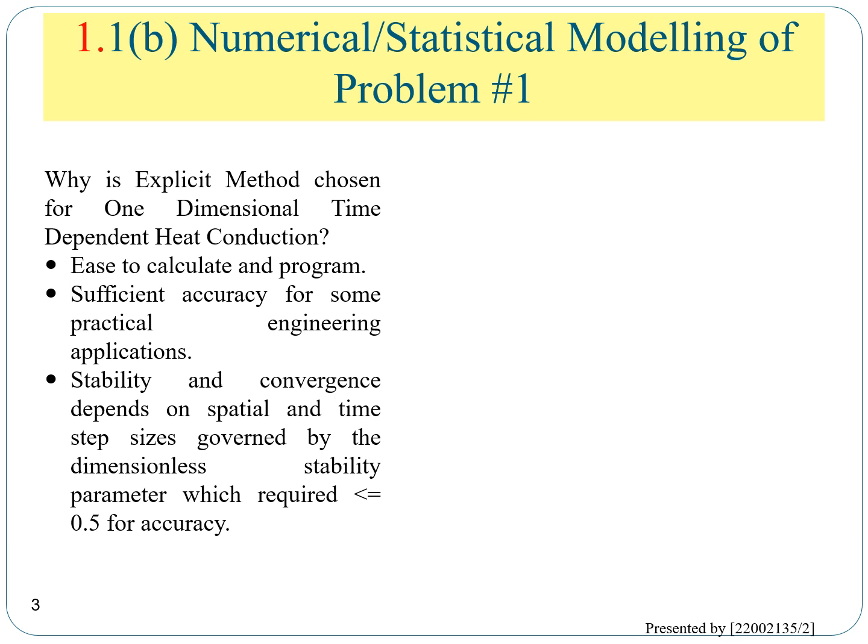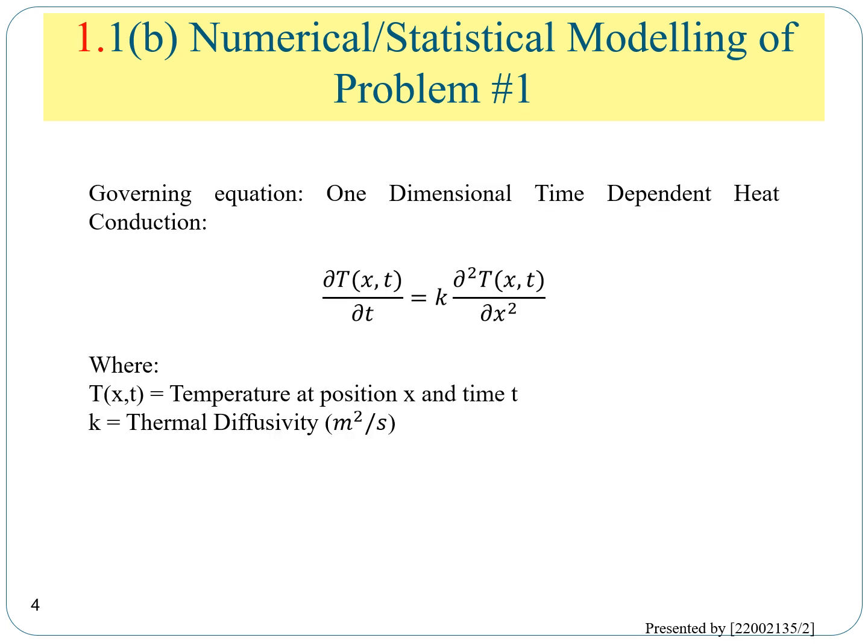Why is the explicit method chosen for one-dimensional time-dependent heat conduction? Because it is easy to calculate and program, with sufficient accuracy for some practical engineering applications. Stability and convergence depend on the spatial and time step sizes, governed by the dimensionless stability parameter, which is required to be less than or equal to 0.5 for accuracy. So here is the derivation of the equation.